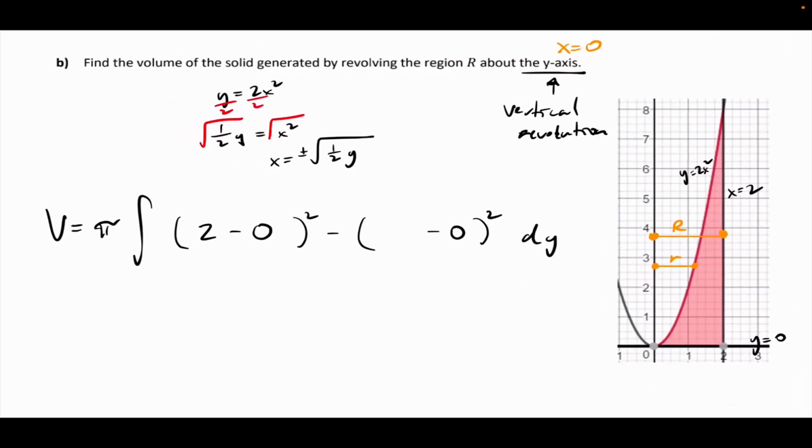So for little r, am I going to use the positive version or the negative version? Positive, because little r is only on the positive side of the x, of the y-axis. So it's going to be positive square root of 1/2 y.